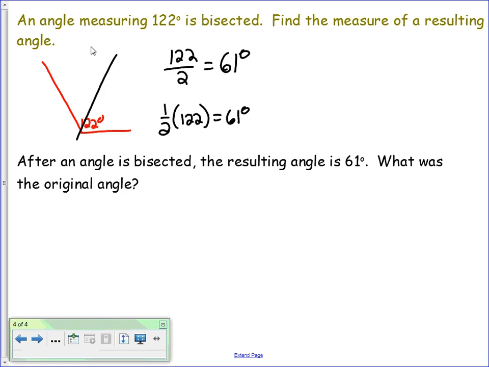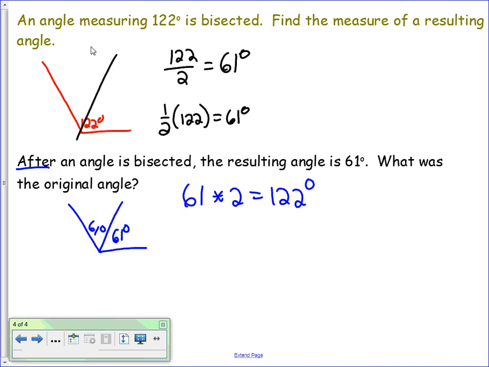After an angle is bisected, the resulting angle is 61. What was the original angle? So this is a case where you know the angle is 61 degrees, but this is after. That means there's also another 61 degree angle. So this is going to be a case of taking 61 times 2 to get your 122 degree angle. Yes, I use the same numbers for both examples. You have to look carefully at the wording because it is very similar in both problems. You need to read carefully.